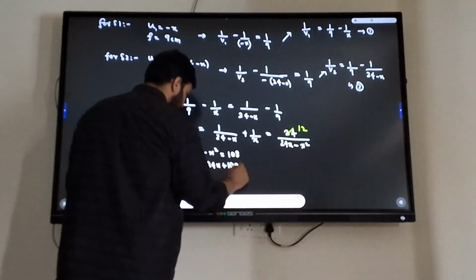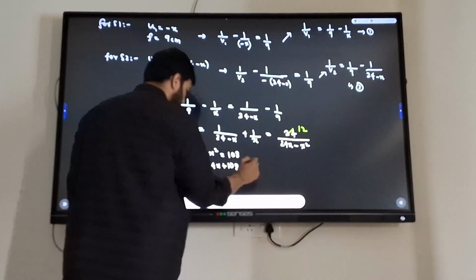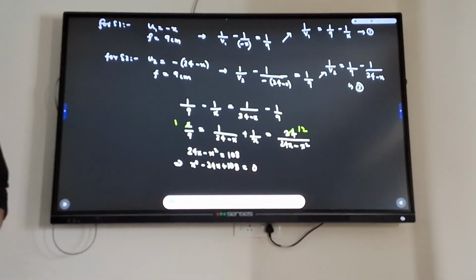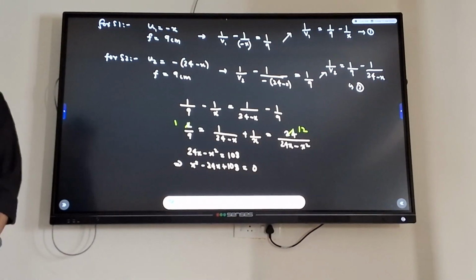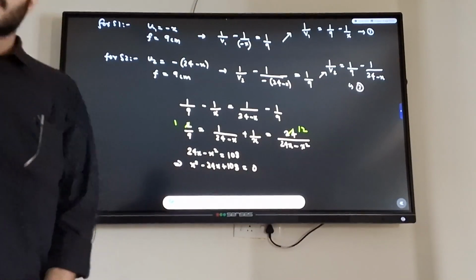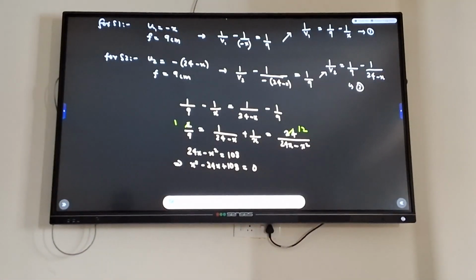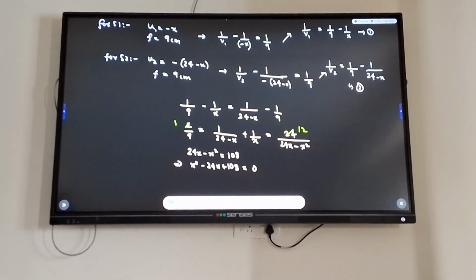Can you tell me the factors? The factors for this? Don't worry about it, let it be. Do this. Can you tell me the factors? X square minus 24x plus 108 equal to 0. You can do prime factorization and tell me.